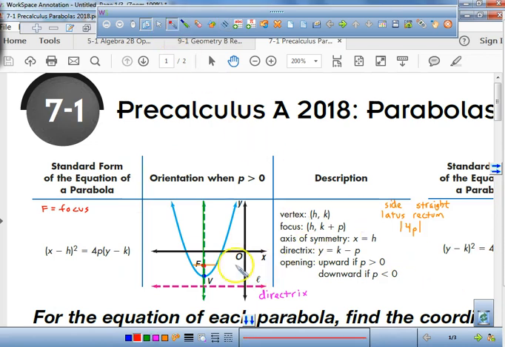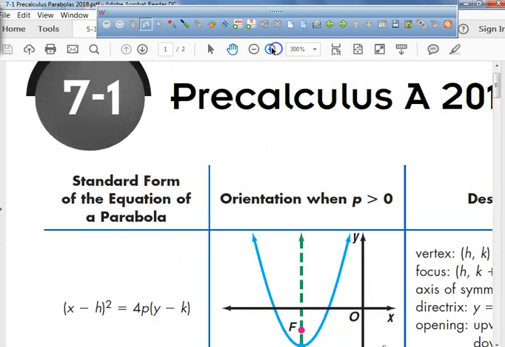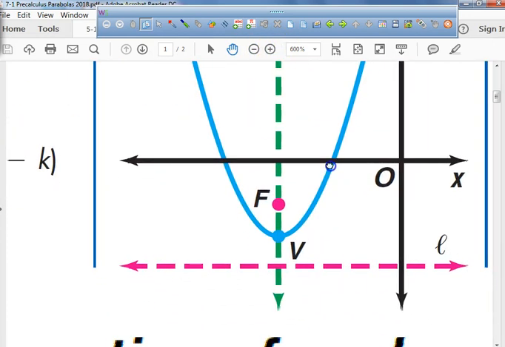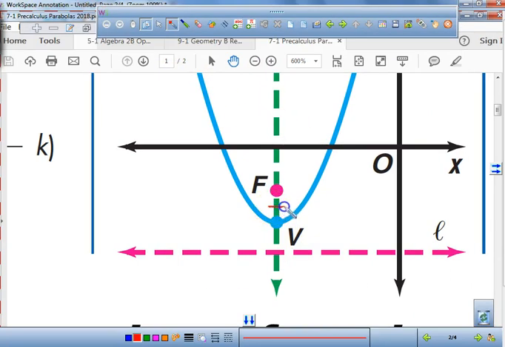Something you need to be aware of, everybody, is the distance from the focus to the vertex is going to be the same distance as the vertex to the directrix. All right? So that's something that you need to be aware of. I'll go ahead and zoom in real quick on this picture right here so you guys can see it. So what I want you guys to understand, whatever this distance is right here, it's going to be the same distance. So the distance from the vertex to the focus is the same as from the vertex to the directrix. That will always be the same.